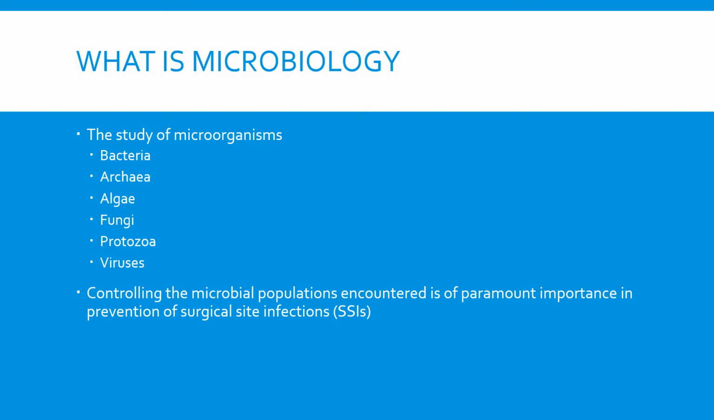And so what does that include? Well, that includes bacteria, archaea, algae, fungi, protozoa, and viruses. And we want to stop these little guys in their tracks when we're in surgery. We don't want to introduce any microorganisms into the field whatsoever, because this could potentially cause our patient a surgical site infection. And so controlling these microbial populations is of great importance to us so that we can provide our patient with the best possible outcome.